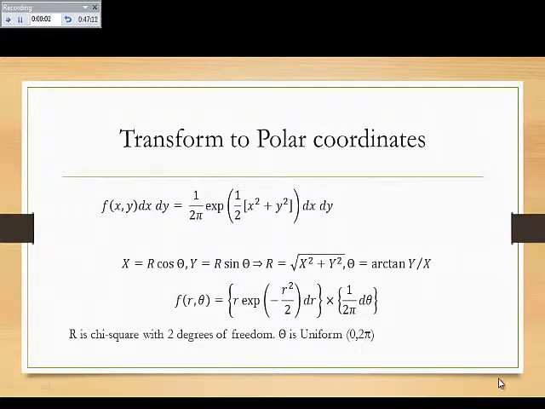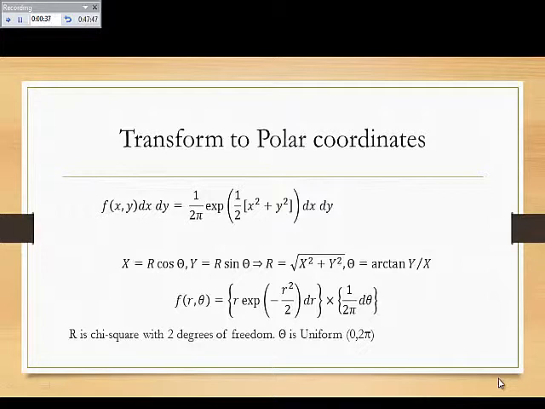Okay, so from that we get the following change of variables. If you have f of x y dx dy, that's 1 over 2 pi times e to the minus 1/2 (x squared plus y squared) dx dy, again I've forgotten the minus sign. Now we make the change of variables, x equals r cosine theta, y equals r sine theta. This implies that r is equal to the square root of x squared plus y squared, and theta is equal to the arctan of y over x. This is just inverting the two formulas.